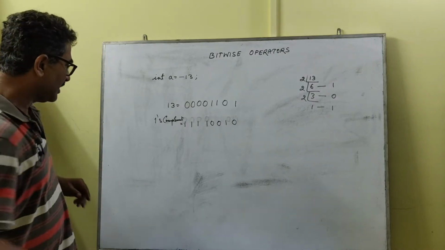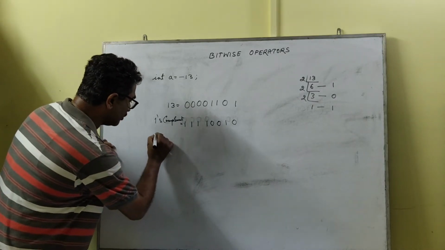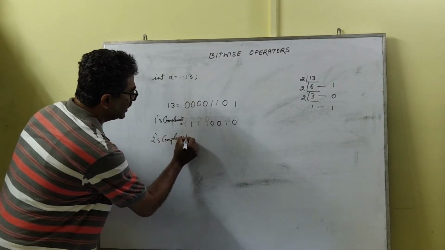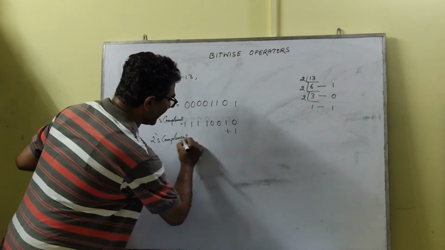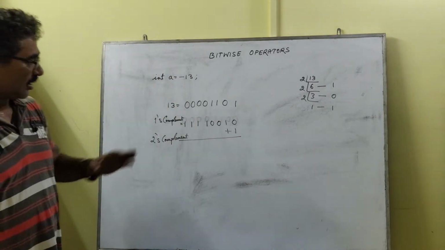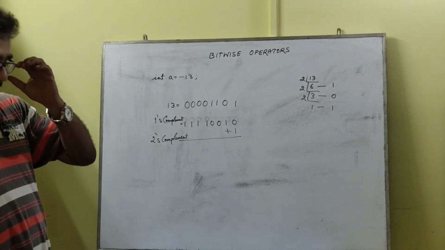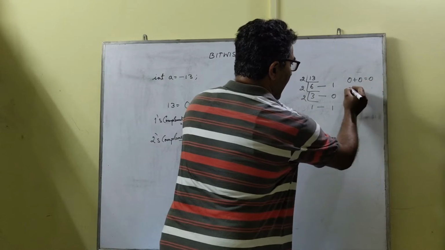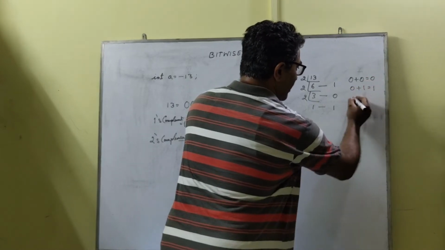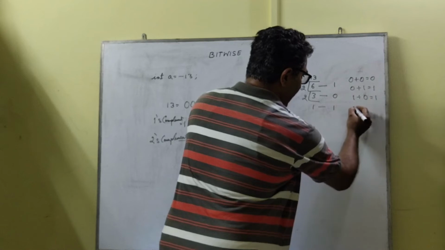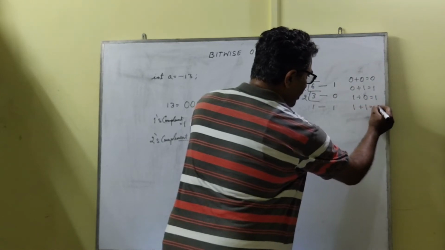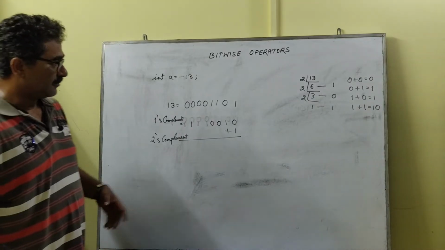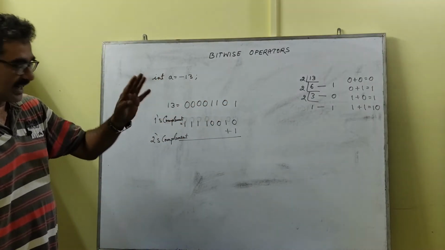Now for 2's complement, we simply add a 1 to the binary number. Now please remember the rules for addition of binary numbers. That is, 0 plus 0 is actually 0. And 0 plus 1, obviously it is 1. 1 plus 0, still 1. And 1 plus 1, very interesting, it is 0 and carry over 1. That means almost like 10 in the decimal number system. But it's 0 and carry over 1. That is how we read it.